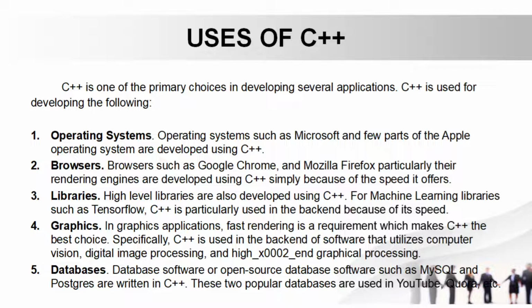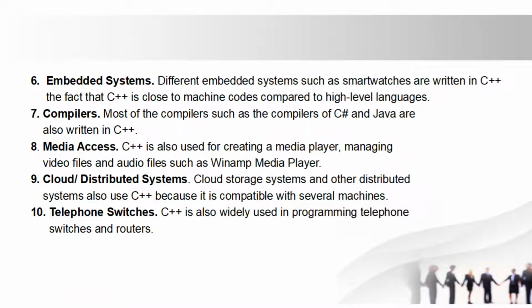Number 5, databases. Database software or open source database software such as MySQL and Postgres are written in C++. These two popular databases are used in YouTube, Quora, etc. Number 6 is the embedded systems. Different embedded systems such as smartwatches are written in C++, given the fact that C++ is close to machine code compared to high-level languages.